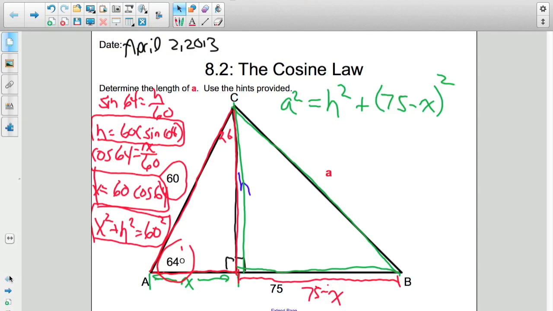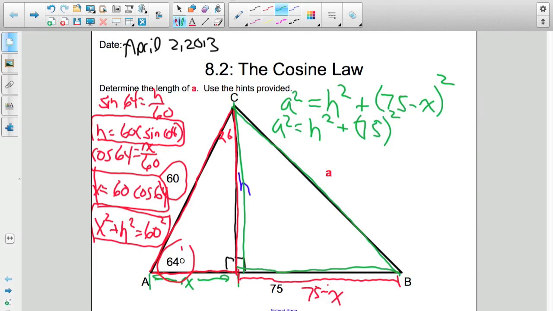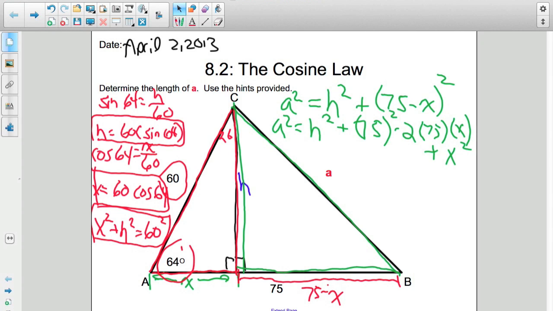I'm going to do that to this part now, 75 minus x quantity squared. So here we get a squared equal to h squared plus, now I want to expand this part out. So I get 75 quantity squared, what do I get in the middle? Minus 2 times 75 times x, then plus x squared. Okay, so all I did was I took a 75 minus x quantity squared and I expanded it. The one part that's being squared, it's a binomial actually. So we expanded it out. Okay, everybody clear with that one step?